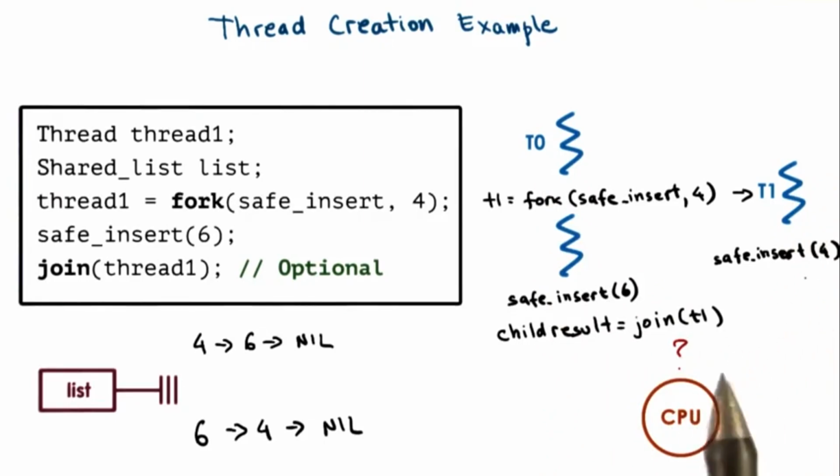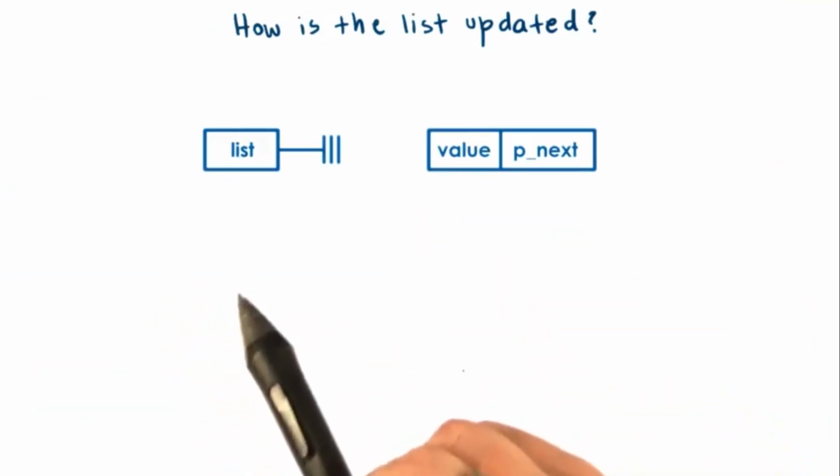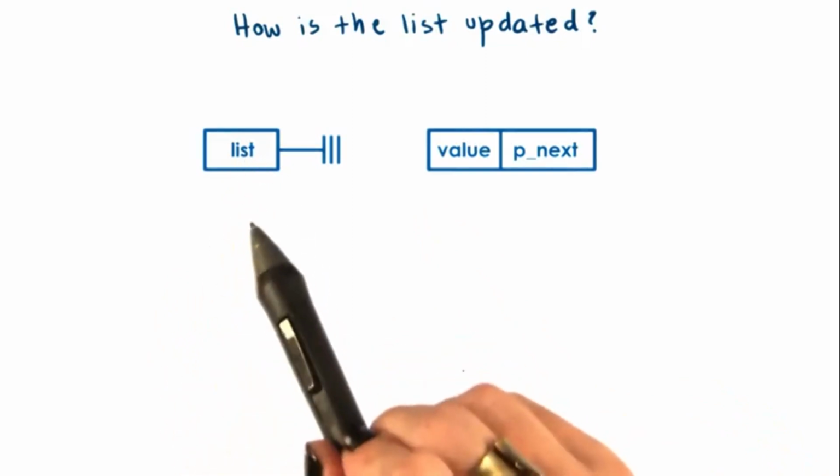In this particular example, the results of the child processing are available through this shared list. So really, the join isn't a necessary part of the code. We will be able to access the results of the child thread regardless. From the previous example, where the threads were inserting elements in the list, how does this list actually get updated?